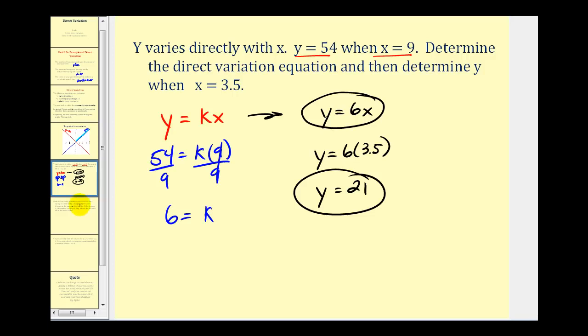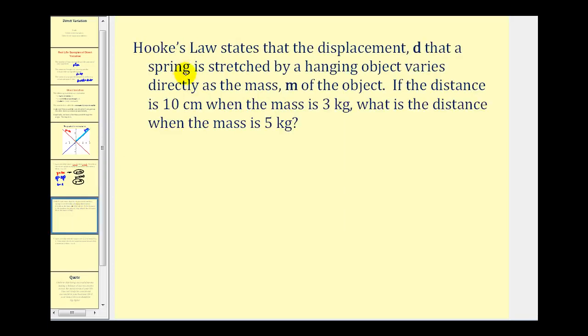Let's take a look at another example. Hooke's law states that the displacement d that a spring is stretched by a hanging object varies directly as the mass m of the object. Now this is kind of a long sentence, but the most important part is d varies directly as the mass m. So the equation for this problem is going to be d equals the constant k times m, the mass.